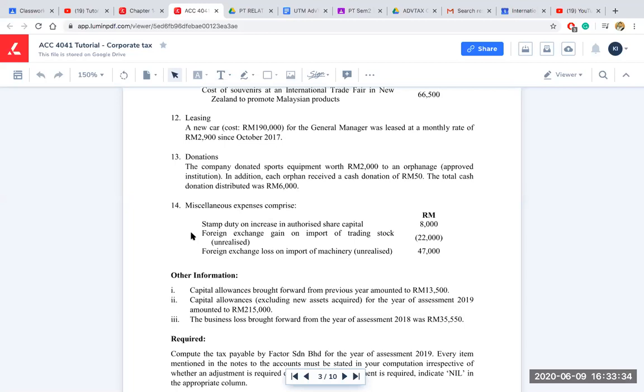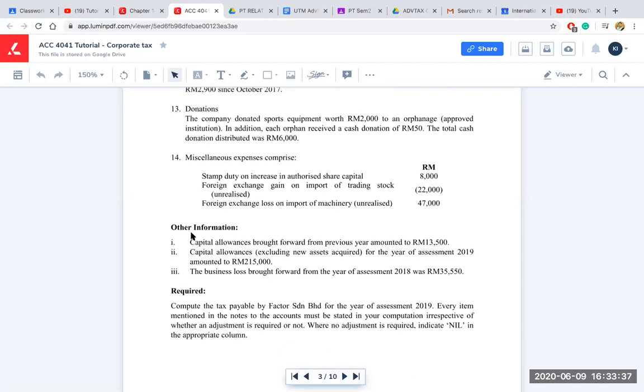Alright, okay. And finally, we have miscellaneous expenses. Stamp duty to increase authorized share capital. Agak-agak apa ni? Allowable ke tak? No. Not allowable. Because? Capital expenditure. But related dengan shares. Shares lah. Anything to do with share capital is not.